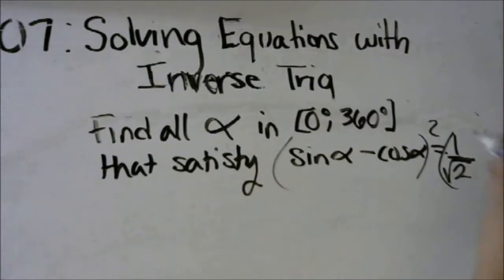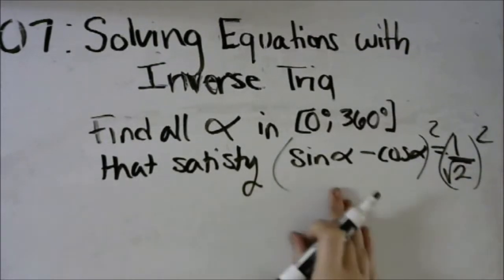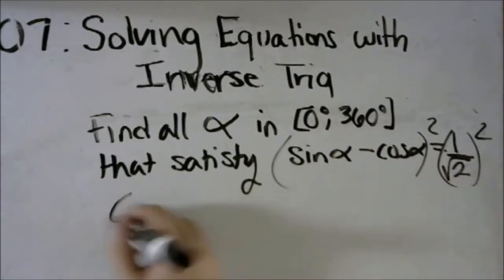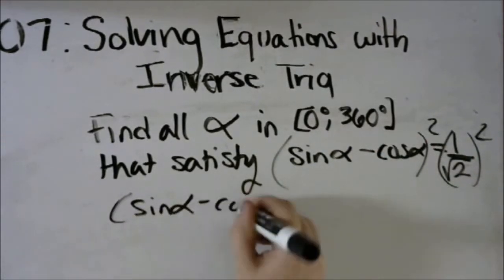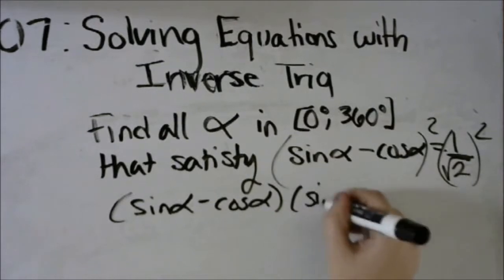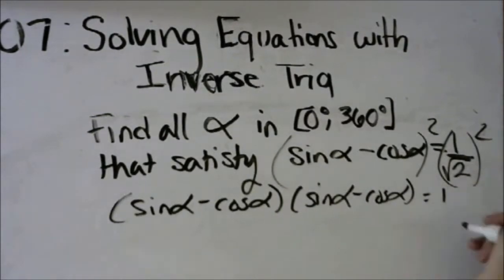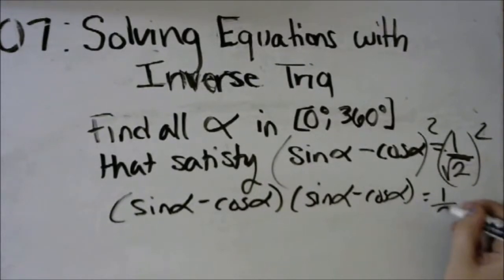Square here, square here. Be careful when you're squaring this binomial. You can't just distribute the square. You actually need to distribute sine minus cosine times sine minus cosine. And then 1 over root 2 squared is 1 over 2.